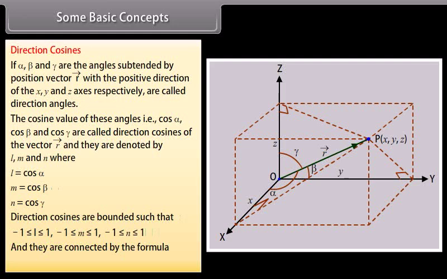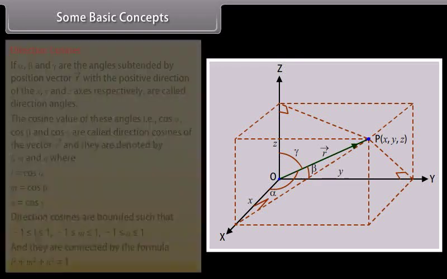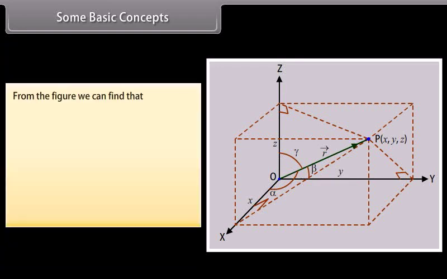And they are connected by the formula L square plus M square plus N square equals 1. From the figure we can find that cos alpha equals x by mod of vector R, cos beta equals y by mod of vector R, cos gamma equals z by mod of vector R.